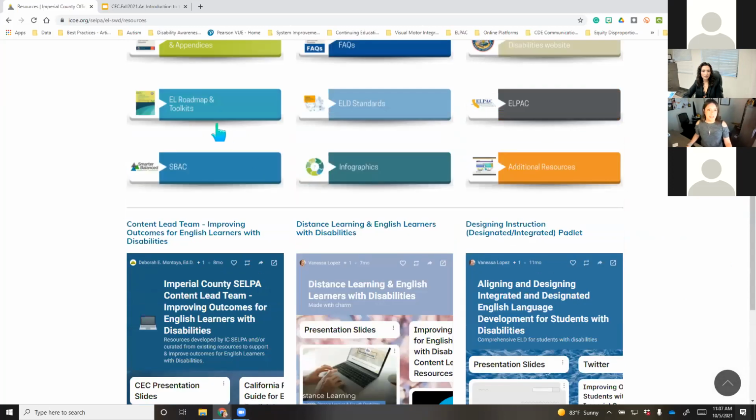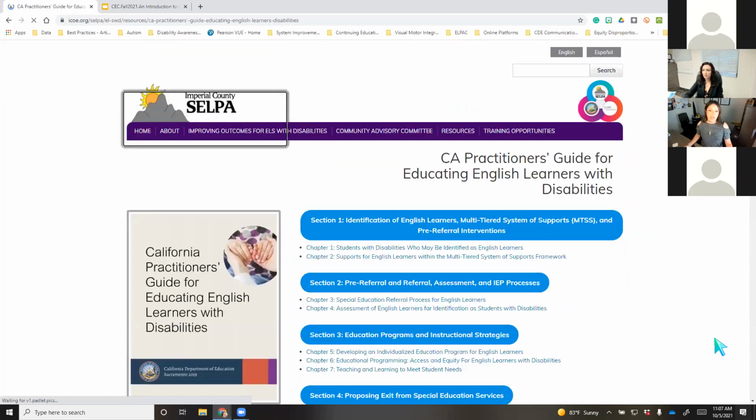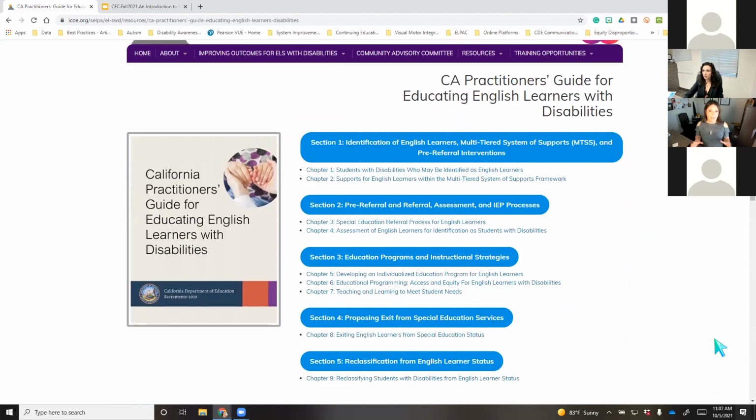If I'm looking to access resources related to the practitioner's guide, what we've done is we've taken the practitioner's guide and separated it into its corresponding sections and chapters. So as Debbie mentioned, we want to provide practitioners with multiple entry points. Our roles sometimes dictate that we have a focus on specific areas that relate to English learners with disabilities. So for example, if I'm an English learner specialist and I'm looking to learn a little bit more about the pathways of reclassification, then perhaps I don't want to start with section 1. Perhaps I want to look briefly.